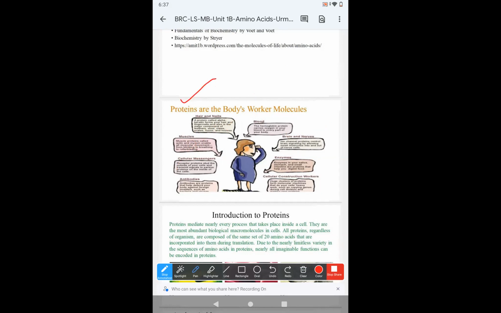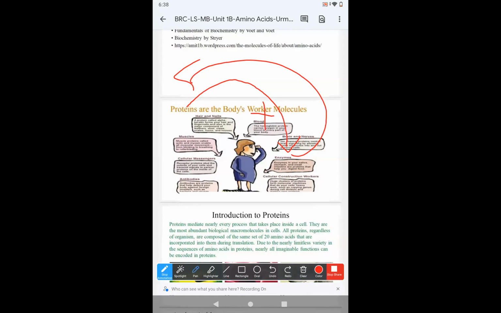Some proteins are enzymes. All enzymes are proteins, but not all proteins are enzymes. I hope you understand. All enzymes are protein molecules only, but all proteins are not enzymes, because some proteins are carriers, some are enzymes, some are receptors, and some are antibodies. So different proteins are there in organisms. Understood, everyone? Yes, ma'am.